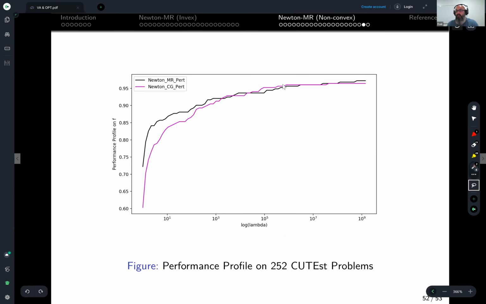And when we also threw these algorithms on the CUTEst problems, 250 of them, this is a performance profile. And as you can see, the Newton MR lies significantly on top of Newton CG, pretty much on every front. Using MINRES is an advantage over using CG.